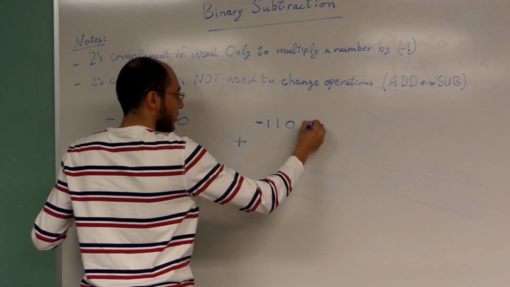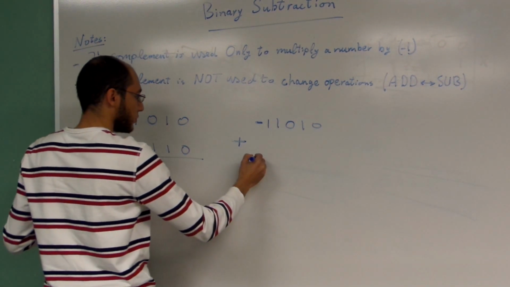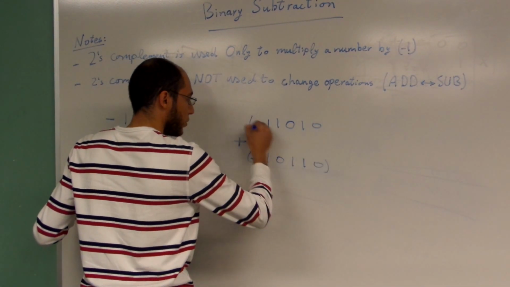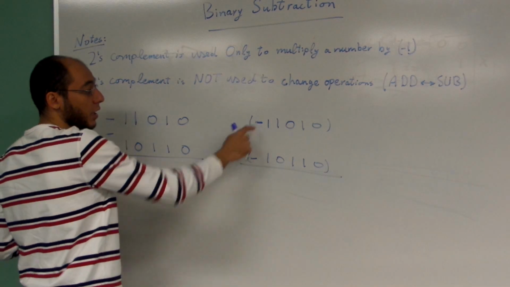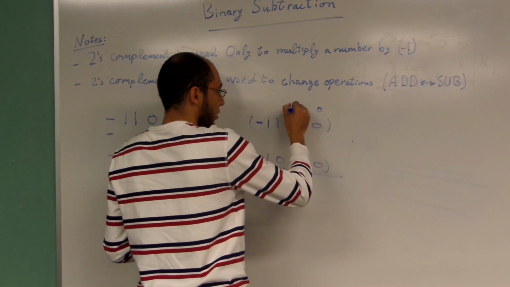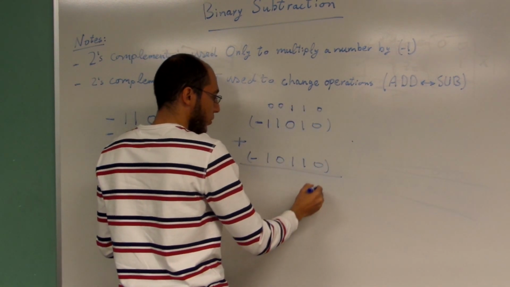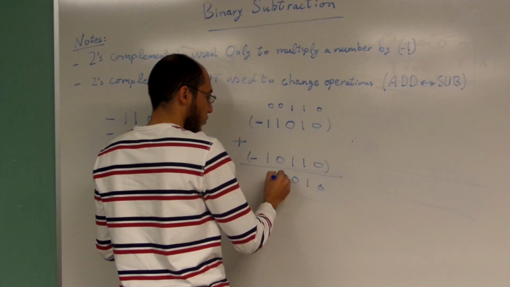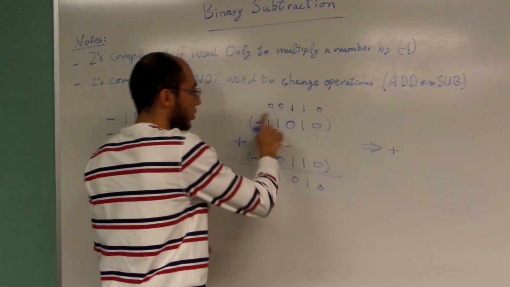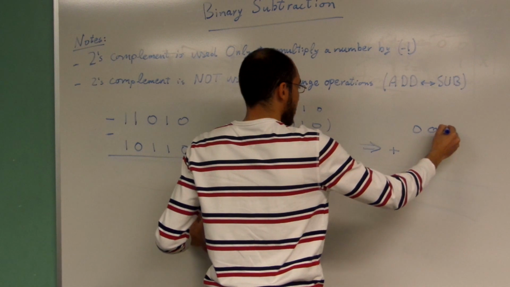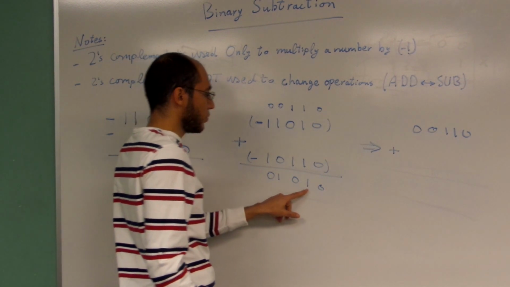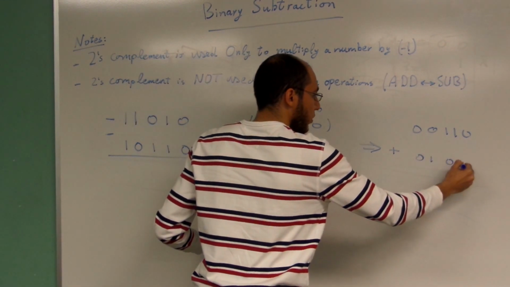1, 1, 0, 1, 0. Negative 1, 0, 1, 1, 0. So both numbers are negative. Then you need to take the 2's complement of both numbers, which means that this is going to be 0, 1, 1, 0, 0, and the 2's complement of this number is 0, 1, 0, 1, 0. Transcribe these 2's complements, copy them again: 0, 1, 1, 0, and then 0, 1, 0, 1, 0.